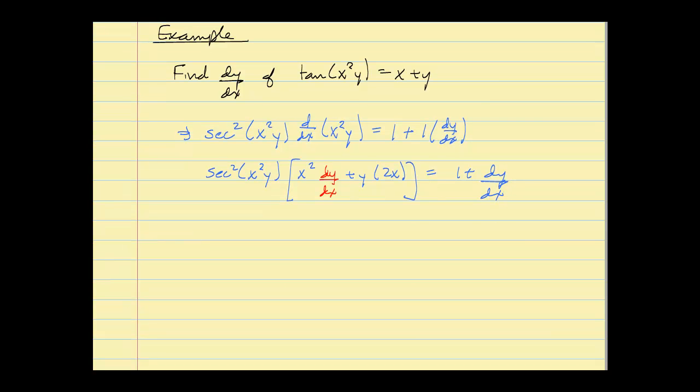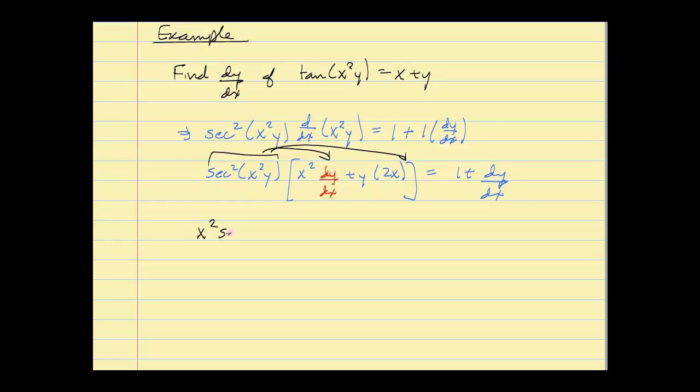So I've done all the work that's the calculus part of this. Now I need to do the work that's the algebra portion. I need to get all my dy/dx's on one side, everything else on the other side, and hopefully be able to solve. So it looks like to me I can take the secant squared and distribute it through, and then I can keep my dy/dx's here, move this dy/dx to the left, keep the 1 on the right, and solve.